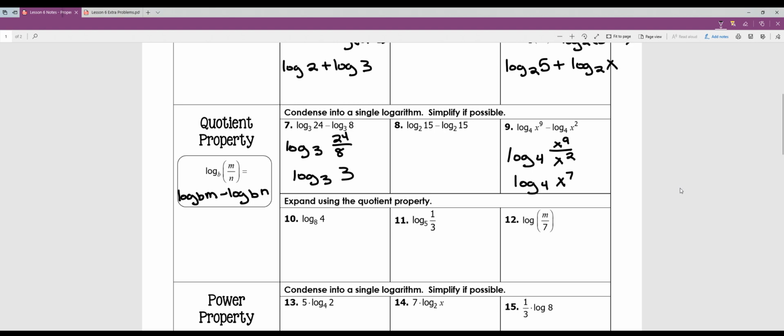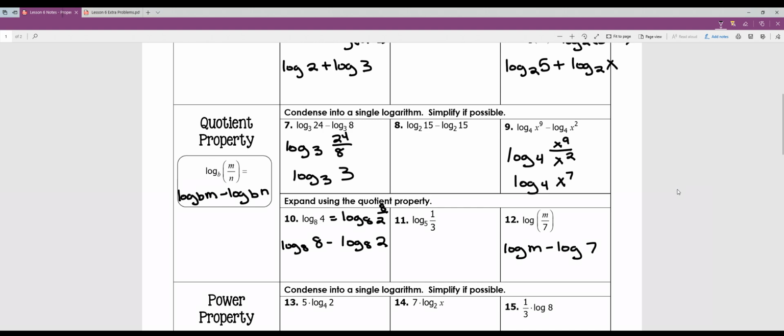What if I'm given it the other way around? Well, log base 8 of 4, I could say that's the same thing as log base 8 of 8 divided by 2. And I can rewrite that as log base 8 of 8 minus log base 8 of 2. Let's look at number 12 here. I have log of m over 7, so I can rewrite that as log of m minus log of 7. So that is our quotient property.